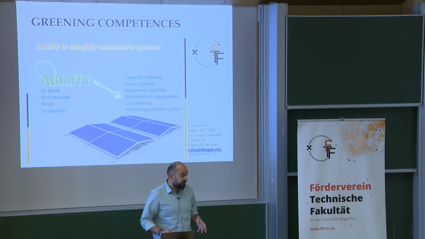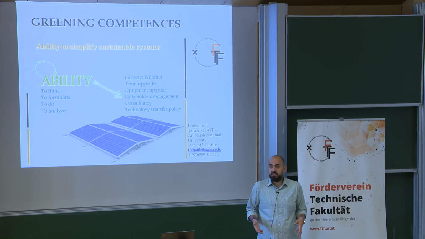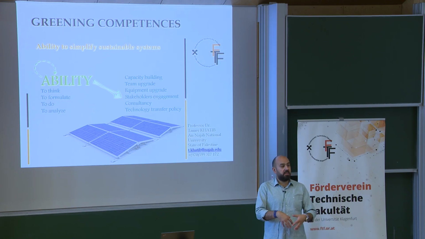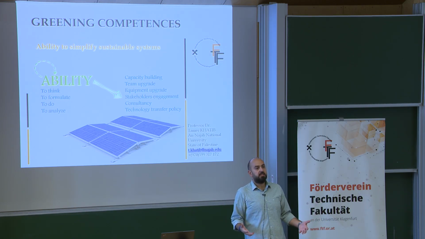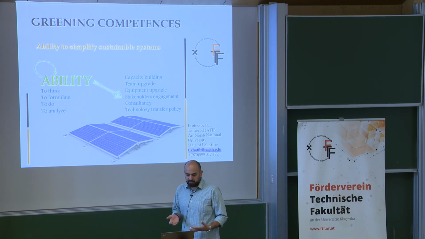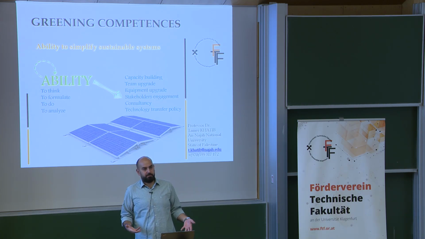Then the second category is that we need to simplify the complexity of the sustainable system. We have to understand that sustainability and green revolution, let's say, is something new. And there are a lot of people who are really well experienced in conventional things. So we have to give them the ability to think, to formulate, to do, to analyze these systems. Okay? This can be done.